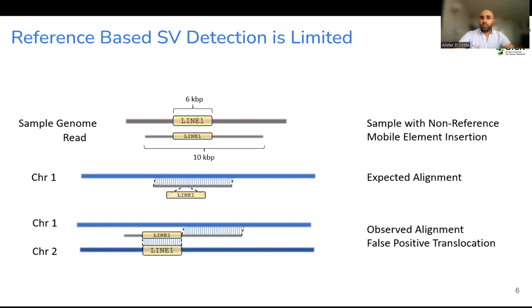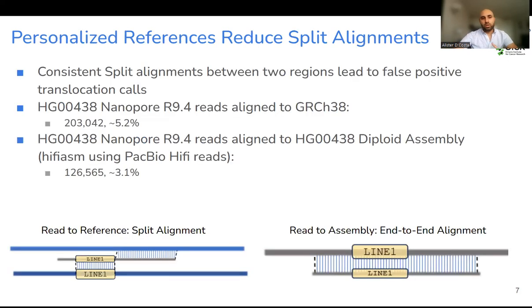And what happens if we get a number of reads that have the same pattern of split alignment here is we could get a false positive translocation. So we look to quantify how often that this pattern of split alignment could arise, because a consistent alignment pattern between two regions may lead to false positive translocation calls.